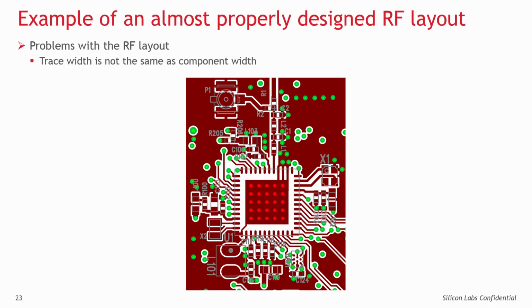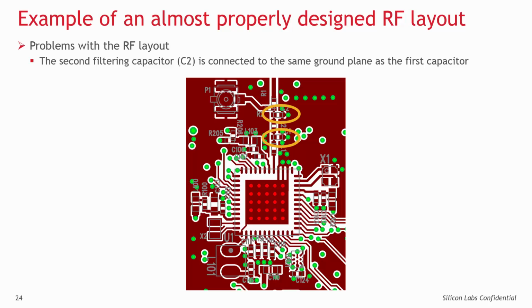Use the same or near the same width traces for connecting the components to each other as the component width. It is typically 20 mm in case of using SMD0402 components. Connect the first C1 and second C2 filtering capacitor to the ground planes on different sides of the transmission line to avoid the possible high-frequency harmonic leakage through the ground plane.